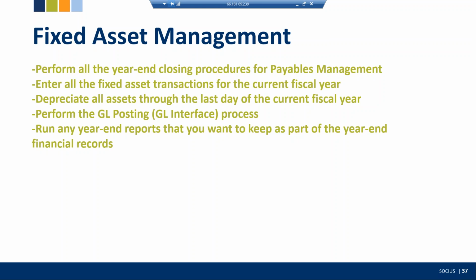I don't know if many of you know this, but payables management can link to fixed assets and can create placeholder records in the fixed asset module. So if there are payables transactions that include assets and you're using that integration between the two modules, you would need to make sure this gets done after payables management. Also, you need to enter all the fixed asset transactions for the current fiscal year, depreciate all the assets through the last day of the current fiscal year, post all your transactions to the general ledger, and then run any year-end reports that you want to keep as part of your year-end financial package.